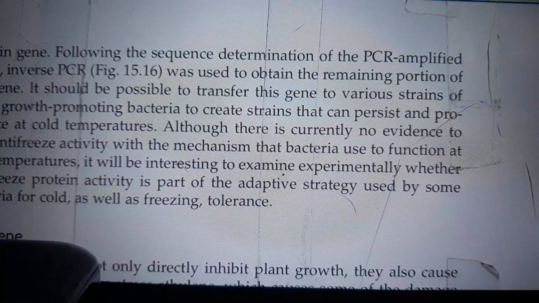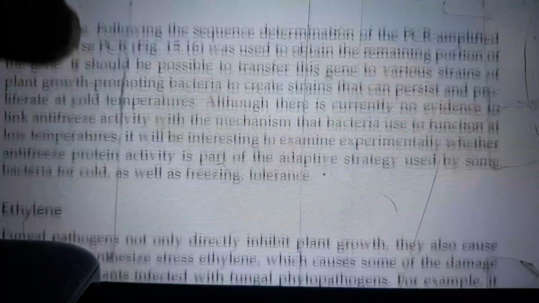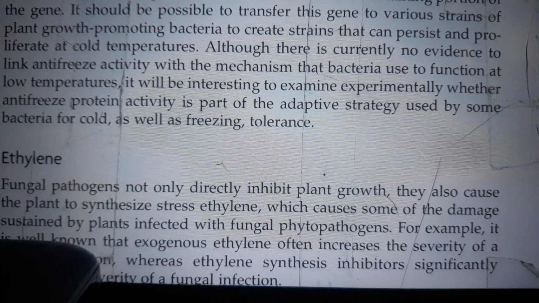Following the sequence determination of the PCR amplified DNA, inverse PCR, figure 15.16, was used to obtain the remaining portion of the gene. It should be possible to transfer this gene to various strains of plant growth promoting bacteria to create strains that can persist and proliferate at cold temperatures.